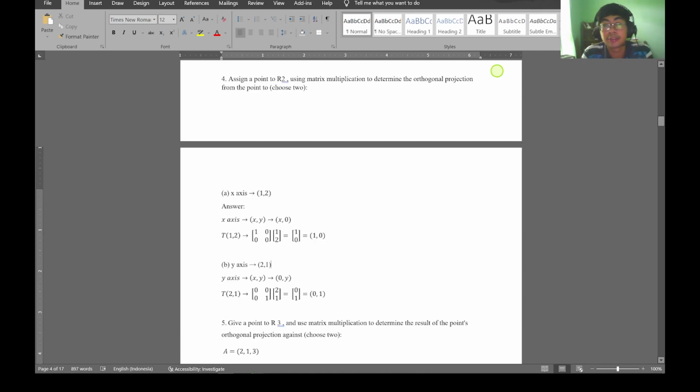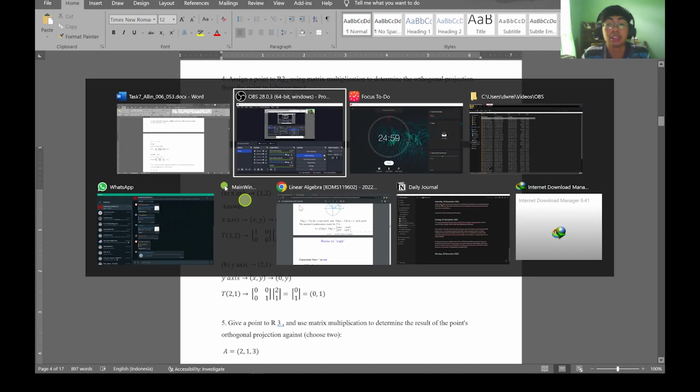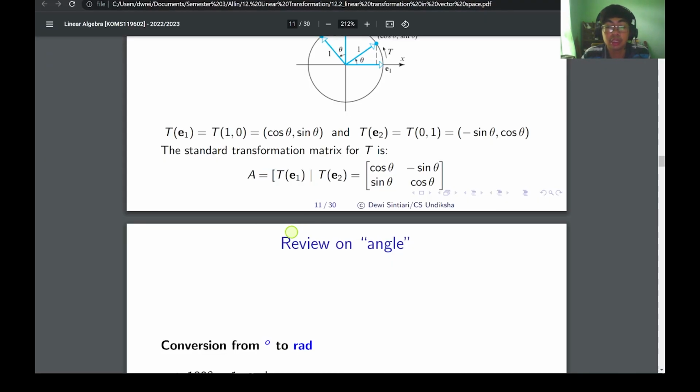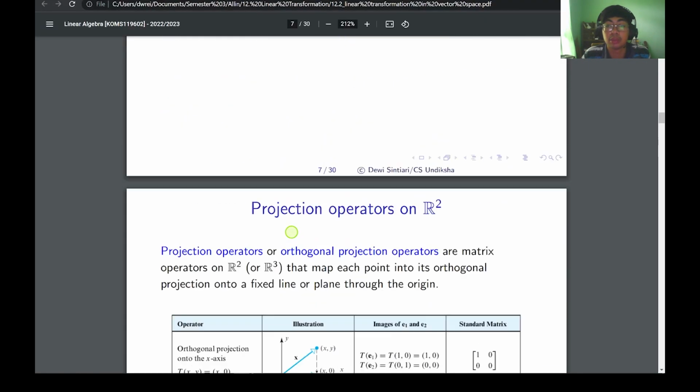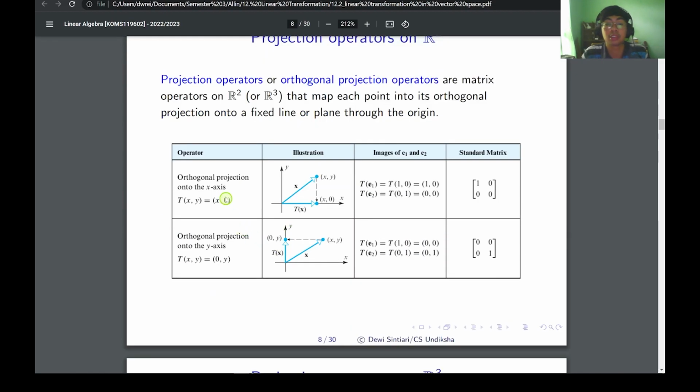Next is number 4: assign a point in R2 using multiplication to determine the orthogonal projection of the point, and we choose 2. First is the x-axis, which has values 1 and 2. So for the x-axis, x and y become x and 0. This is the standard matrix of the x-axis, 1 0, 0 0.